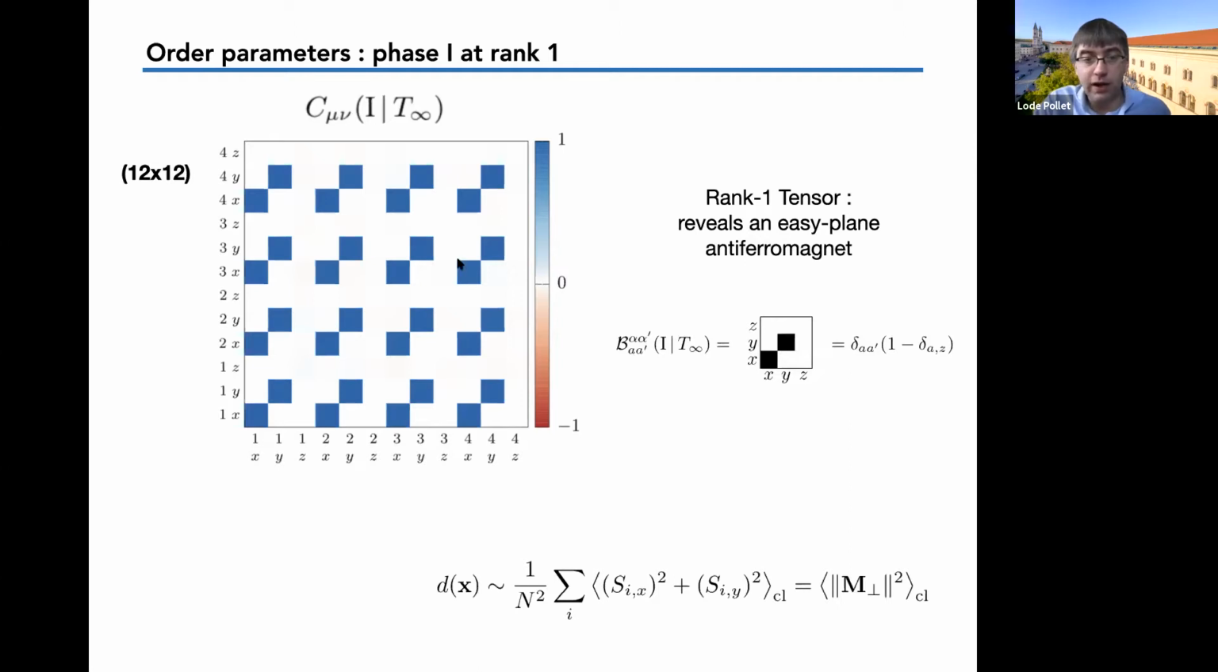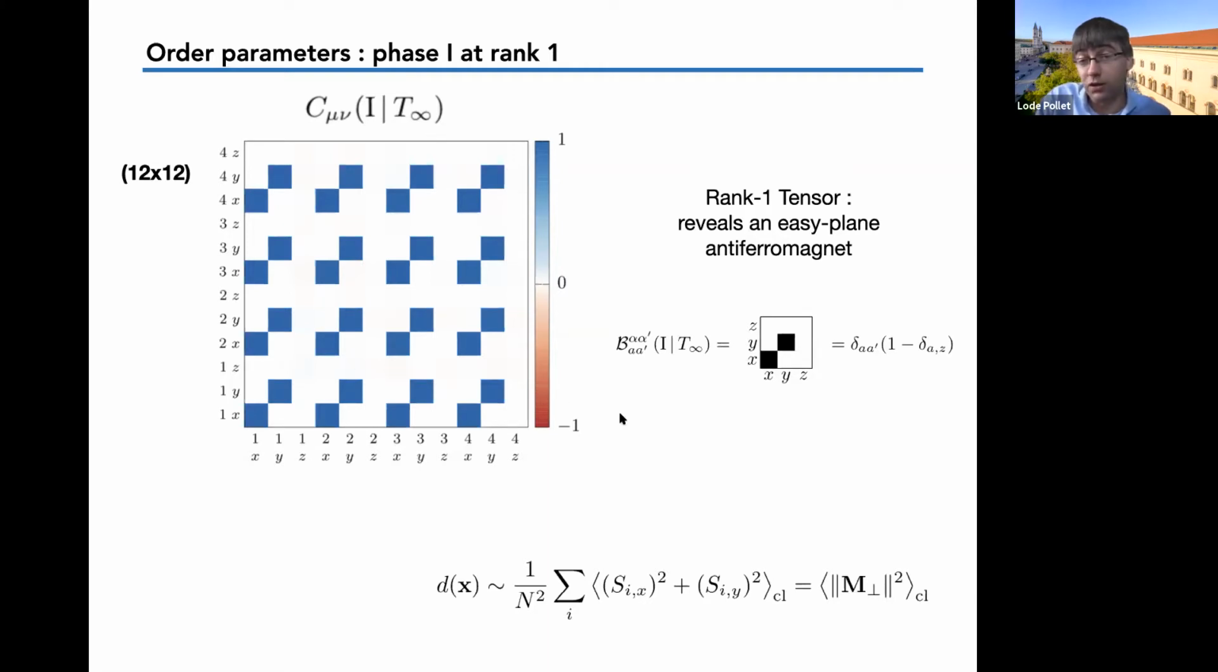So in other words, mathematically, this can be written in the following way. An x, x, y, y for every block can be written as delta AA prime times 1 minus delta AZ. So delta AA prime says it should be diagonal, and there is nothing on the z, so it should be subtracted. Or if you write it in physical terms, this is an sx squared plus sy squared for every spin individually. And sx squared plus sy squared, this is indeed the in-plane m perp component squared. So in other words, this indeed corresponds to an antiferromagnet that is in plane. And by looking at such matrices, this is how we infer the symmetry and the properties of the phases.